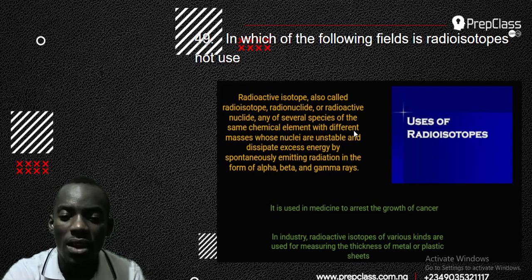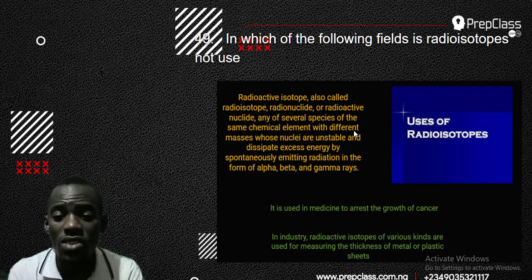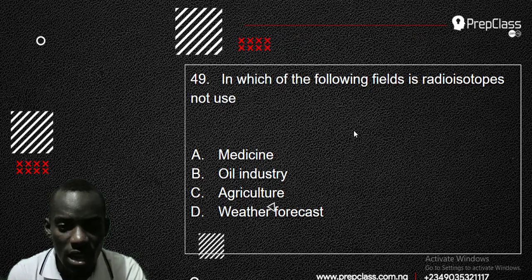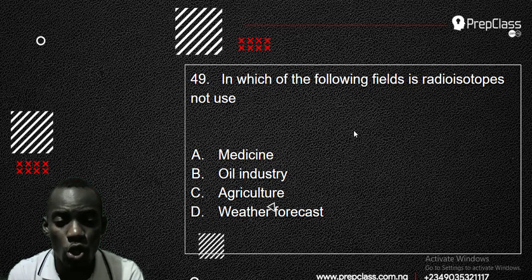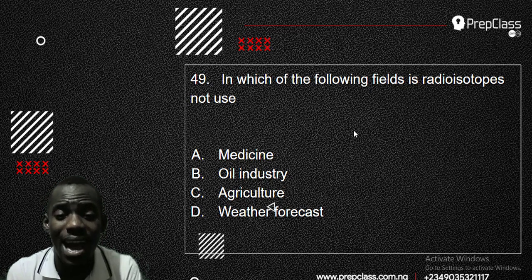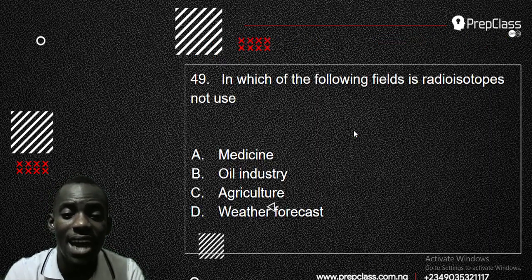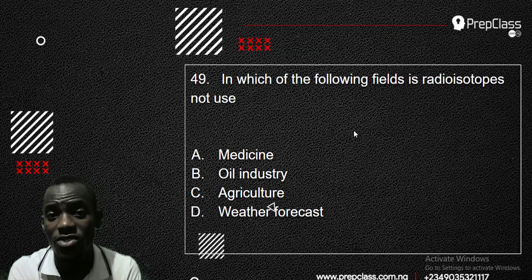Now, which one is not? So it is used in the medical field. It is also used in the industry to find the thickness of metal or plastic, right? Now, which one is wrong? A said medicine, B said oil industry, C said agriculture, D said weather forecast. Now, it can actually be used in the industry of agriculture and for oil because they are all under industry. Because you can also deal with different of these industrial materials, it can also be used in agriculture because agriculture supplies industrial materials.